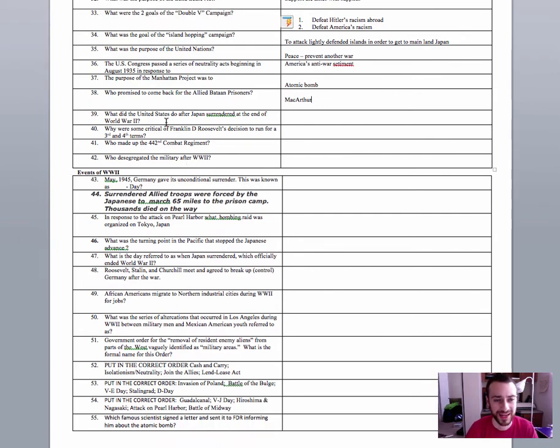What did the United States do after Japan surrendered at the end of World War II? They're going to help Japan. Just put rebuild, particularly with the Constitution.